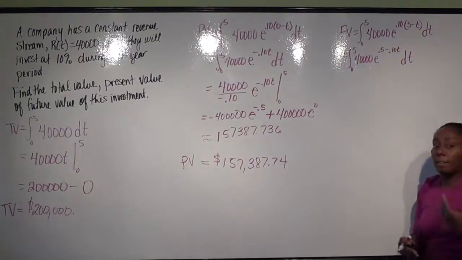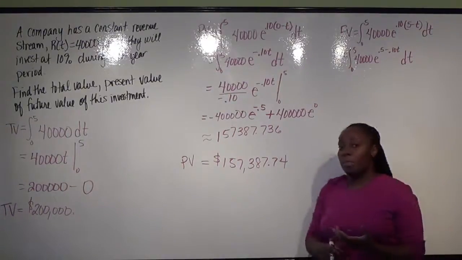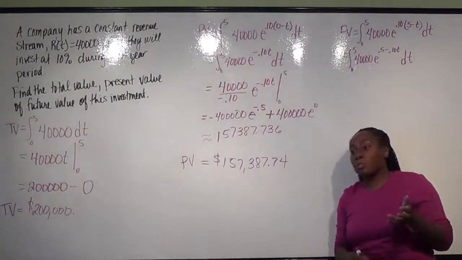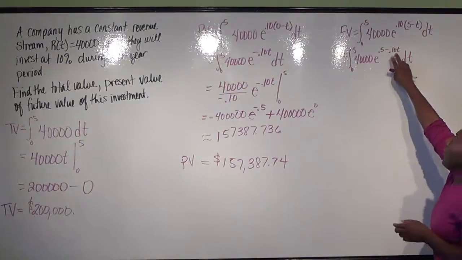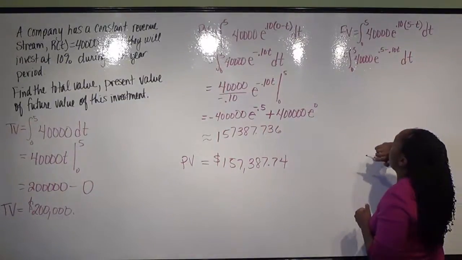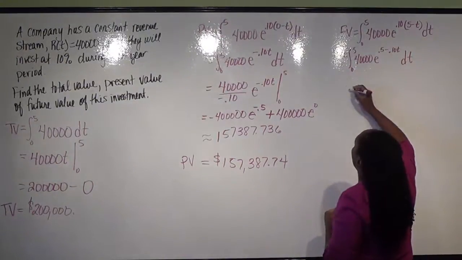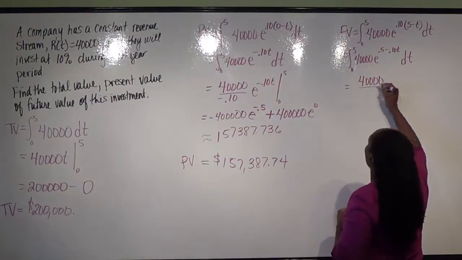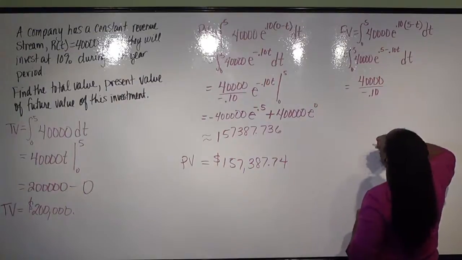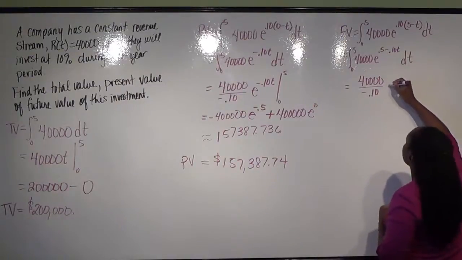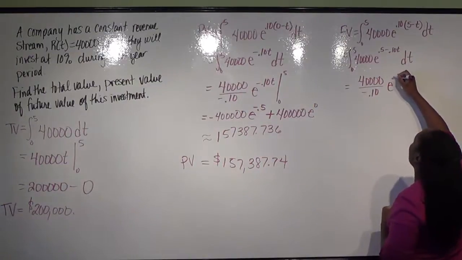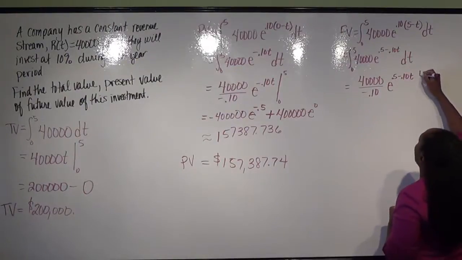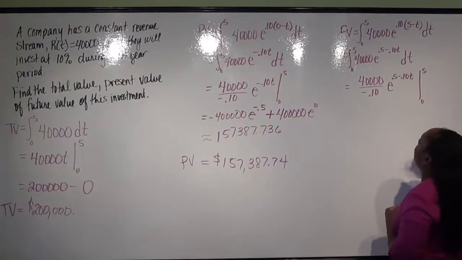And again, with a constant revenue stream, the antiderivative here is at most a u substitution. So even though I've got that minus in there, I'm still pulling out just that coefficient. So here, when I take the antiderivative, I'm still looking at 40,000 over negative 0.10 times e to the 0.5 minus 0.10t. And I'm going to evaluate that from 0 to 5.